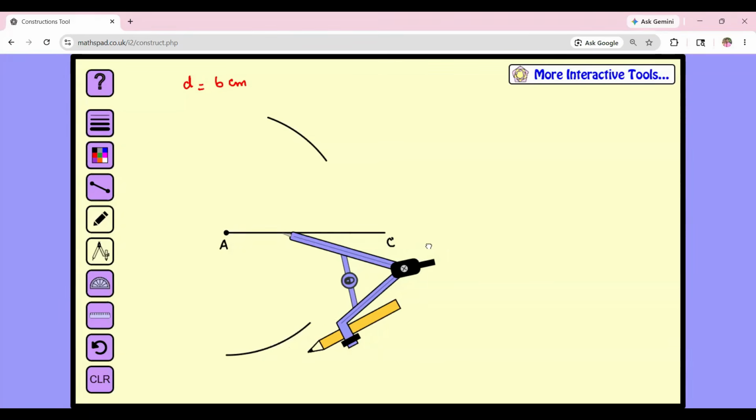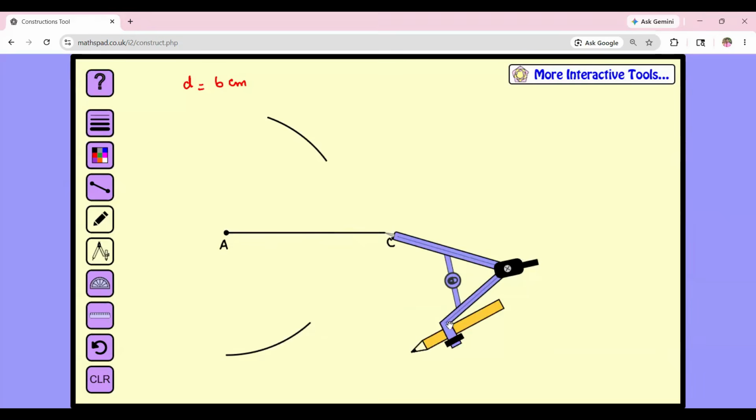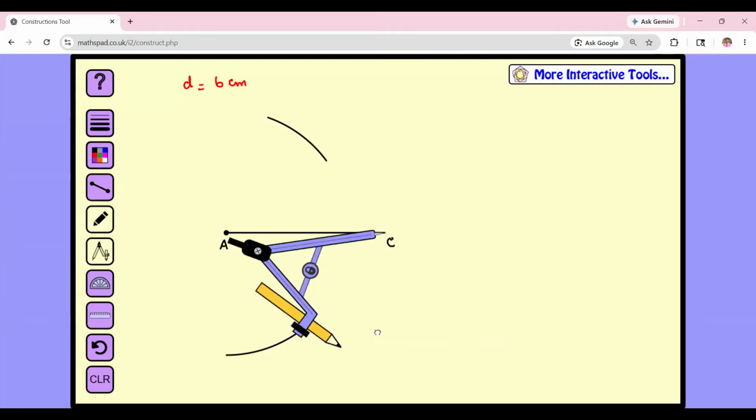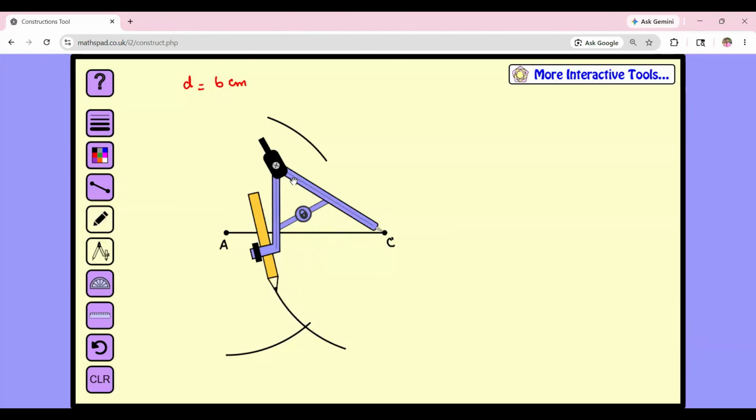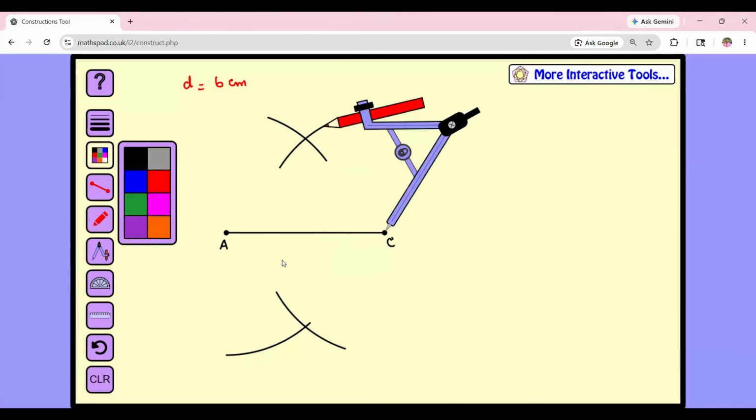With the same measurement, keep the pointer on C. Now you have to draw the arcs up and down. Down I have drawn, now I have to do it up. Up and down you have to draw the arcs with the same measurement, taking more than half in your compass. Where the two arcs are intersecting, we can mark these points as B and D. Now I can just join.